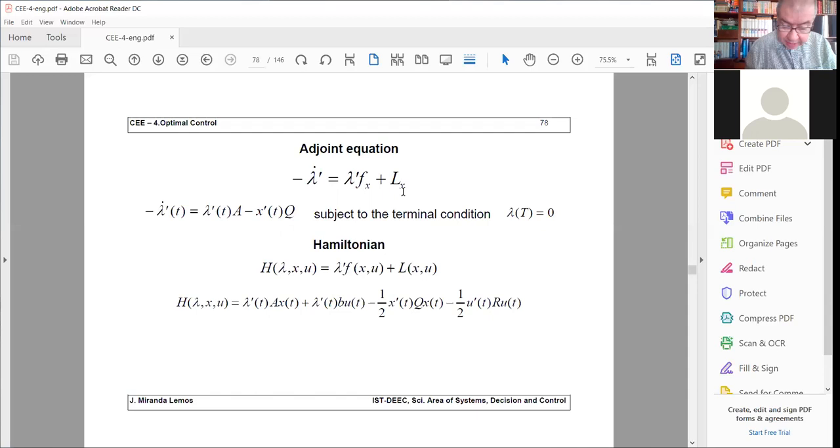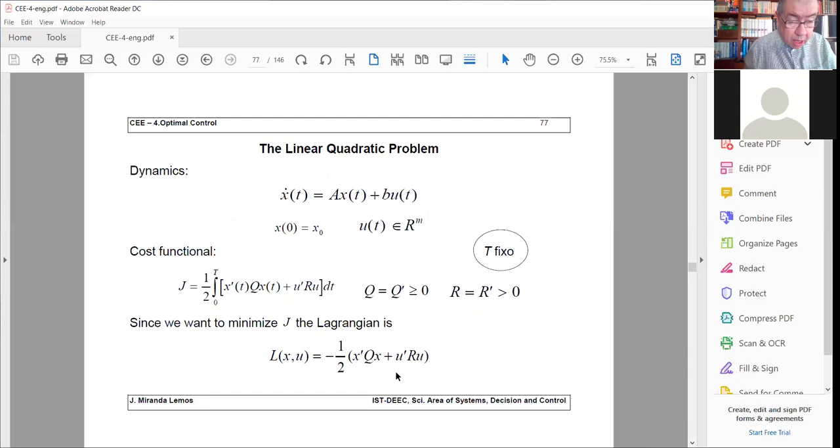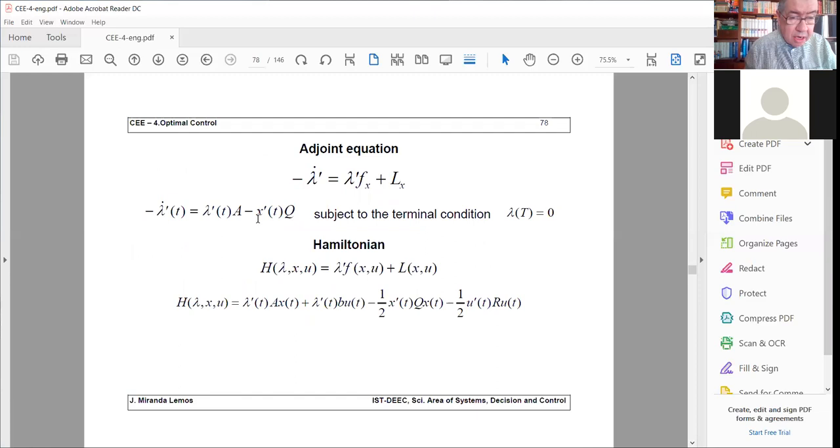Now, what about Lx? Well, it's the gradient of L with respect to x. The second term does not depend on x, it depends only on u explicitly, at least. So when you compute the partial derivatives with respect to x, this gives you zero. And this is a quadratic form, which has a derivative of 2 that cancels the 1/2: 2 x transposed Q. So the gradient of L with respect to x is minus x transposed Q. And you plug it where you have Lx, here: minus x transposed Q. Of course, you can transpose this whole equation to get an equation for a column vector.